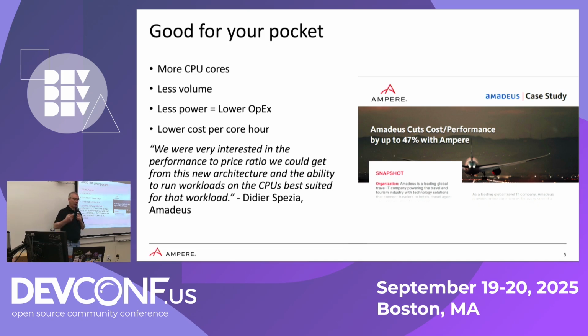So a lot of the people who have been adopting Ampere, and this is a quote from Amadeus, who are running, Amadeus is the kind of the search engine behind a lot of the travel industry, searching for hotels and flights and pricing and so on. And Amadeus run a lot of that search functionality on OpenShift, on Azure, running on Arm64 instances.